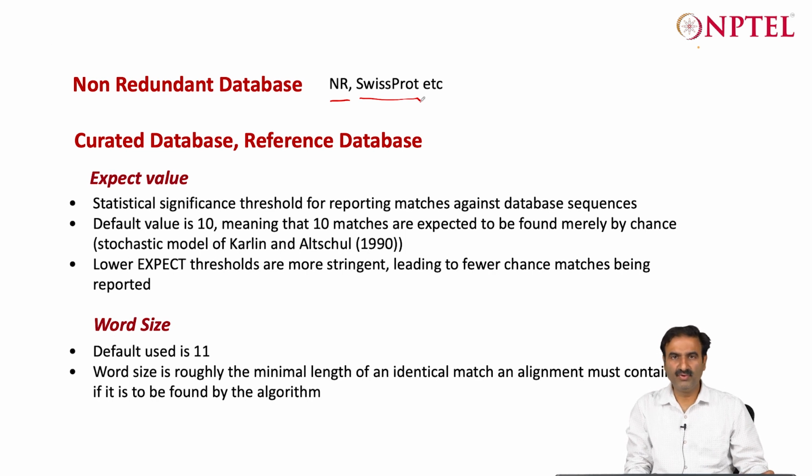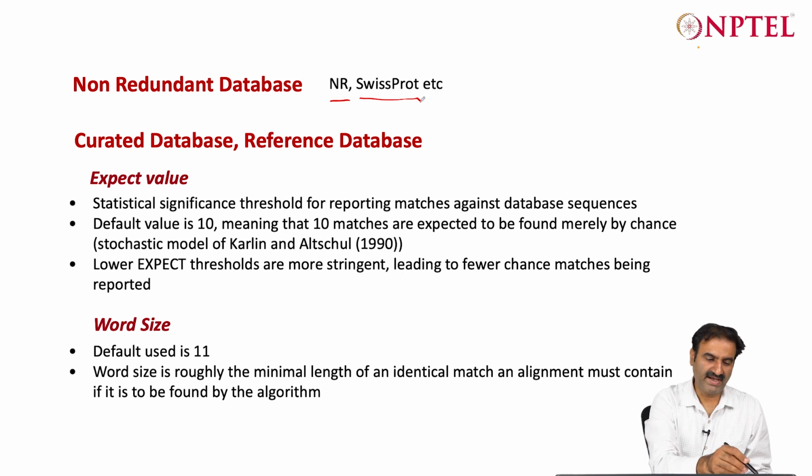SwissProt will have more curated proteins, and if you want to search only against those proteins for which you are sure of the annotation and the function, then use SwissProt. Otherwise NR is also good, but it is a huge database, so it will take more time.